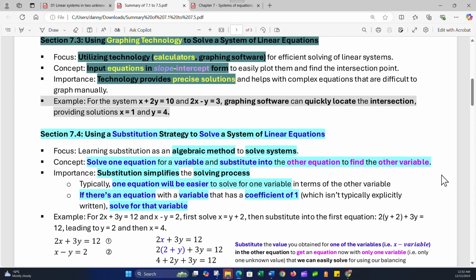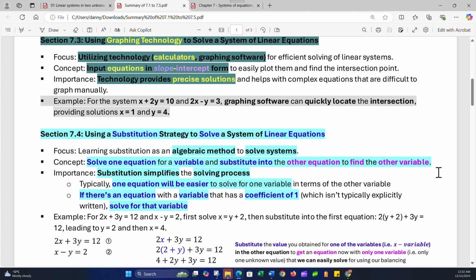So section 7.3 is really just an extension of 7.2 in the sense it uses graphing in order to solve the equation, but you don't have to do the work. So it helps free up a little of that time factor. Basically, it utilizes technology, calculators, graphing software, whatever. And you're just going to input the equations. You just need to type them in the calculator in slope-intercept form. So you still have to take the equations, put them in slope-intercept form the same way you did in the graphing section.